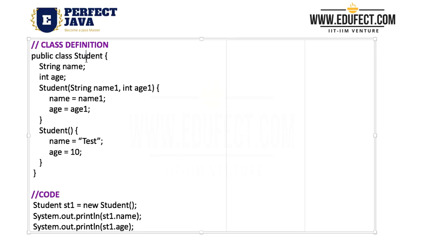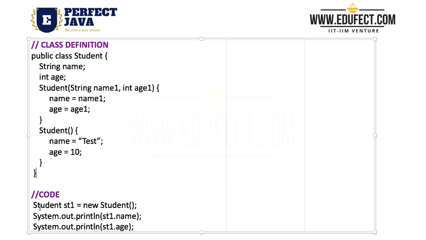Here we have the same class Student. And what have we done here? We have two constructors. This is the first constructor, and it takes two parameters. The first one is of type string and the second one is of type int. Then we have the second constructor, and this constructor is not taking any parameters.